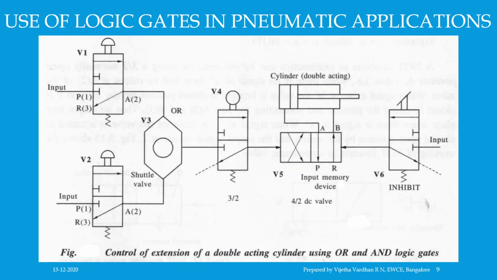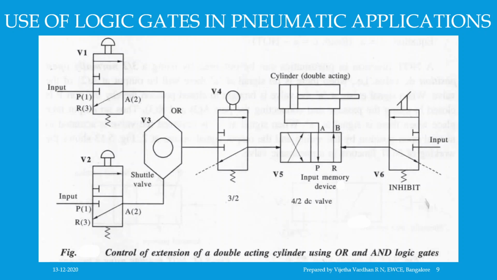Any one of the valves V1 or V2 is actuated by depressing the knob, and a signal is sent to valve V3, which is a shuttle valve, that is nothing but the OR gate. The shuttle valve sends the signal to valve V4, which acts as an AND gate, which gets actuated and signals valve V5, and then valve V5 gets actuated and extends the cylinder, and also remembers to keep the pressure on the blank end of the cylinder during extension.